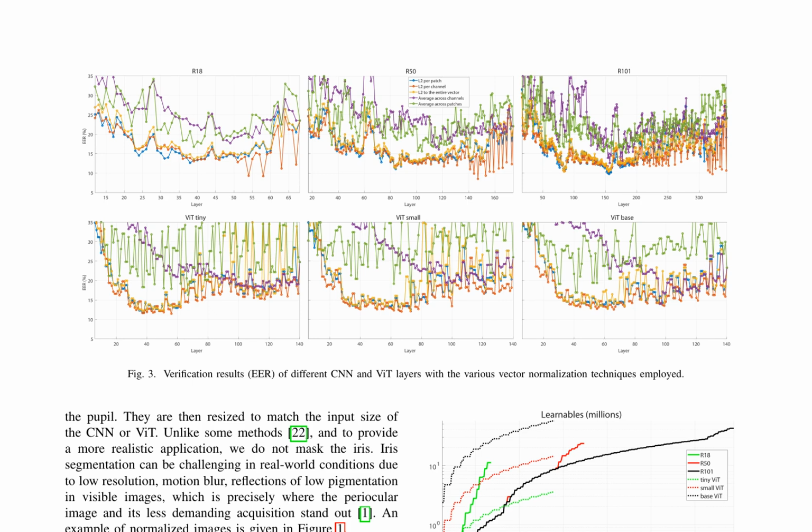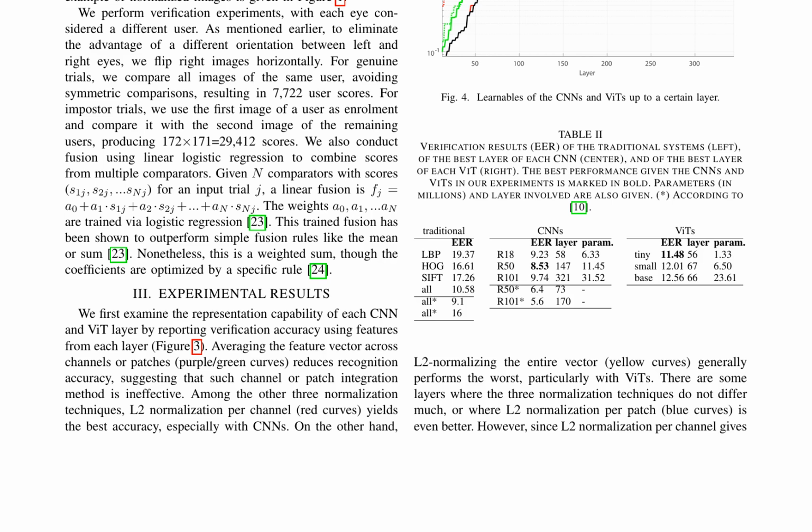The verification results of various CNN and ViT layers with different vector normalization techniques reveal that averaging feature vectors across channels or patches reduces recognition accuracy, indicating this method is ineffective. Among the other 3 normalization techniques, L2 normalization per channel yields the best accuracy, particularly with CNNs. A comparative table is presented, showcasing verification results of traditional systems, the best layer of each CNN, and the best layer of each ViT. The top-performing CNNs and ViTs in the experiments are highlighted in bold, along with their parameters and layer involvement. This data underscores the importance of selecting appropriate normalization techniques for optimizing model performance in image recognition tasks.